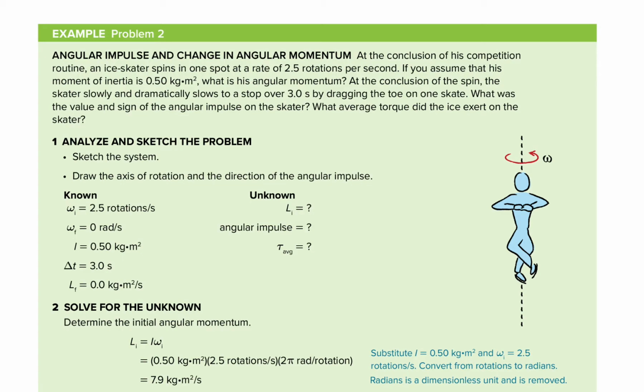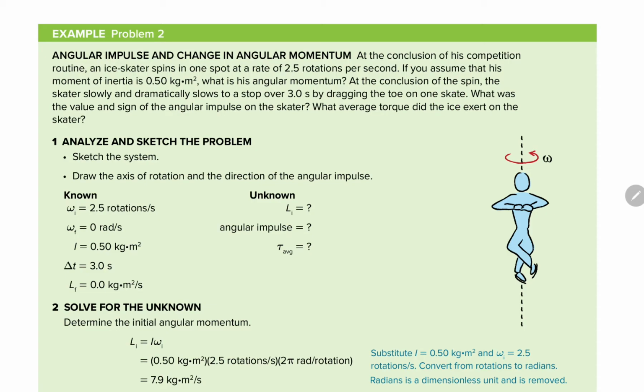As we learned in the beginning, we should write the knowns and the unknowns from the question. The known here is 2.5 rotations per second, which is omega initial. So omega initial equals 2.5 rotations per second. The moment of inertia I equals 0.50 kilogram meter square. What is the angular momentum? The first unknown in this question is the angular momentum, and its symbol is L initial.